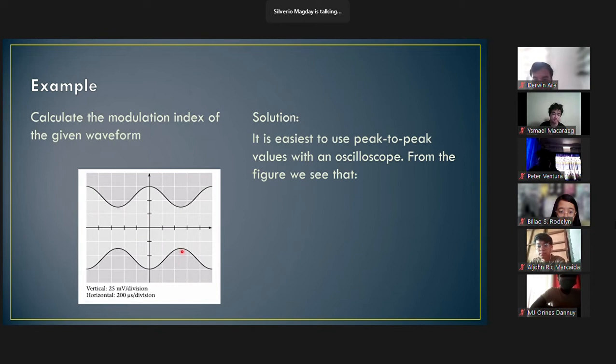Let's say it is at the center on this second interval. So 25, 25, tapos buuin mo na lang din yun. Ilan?